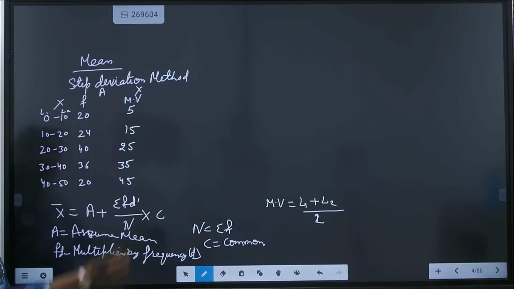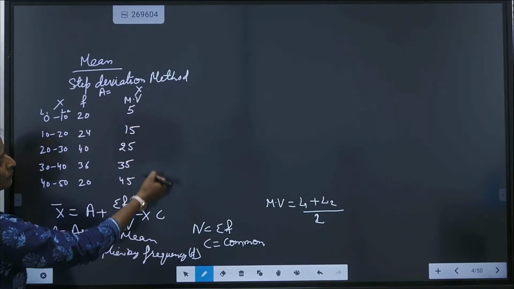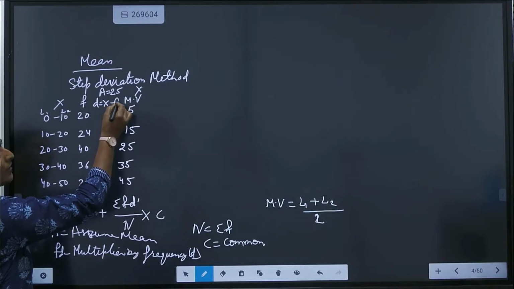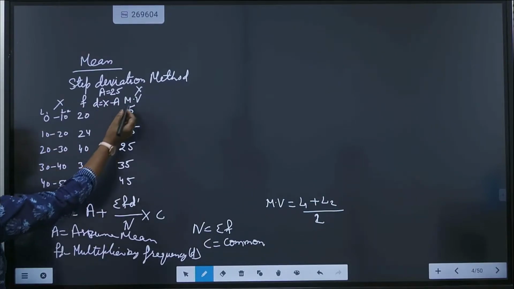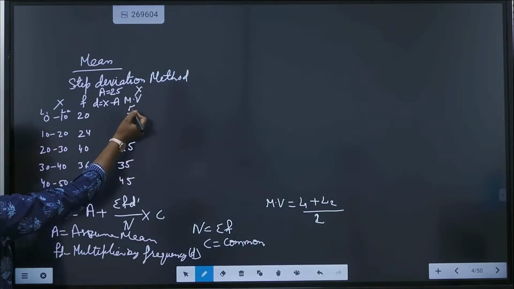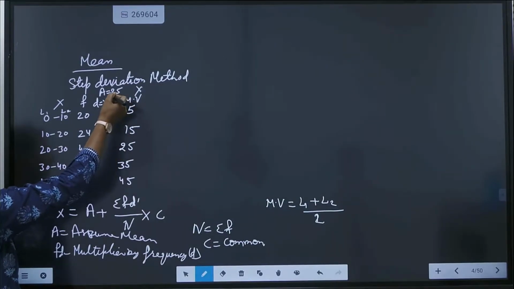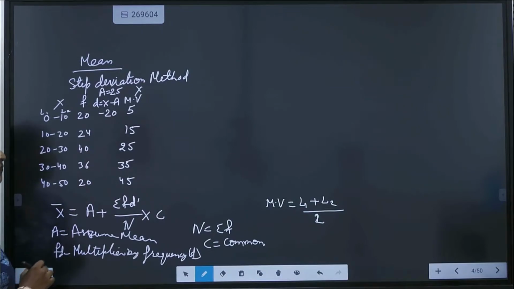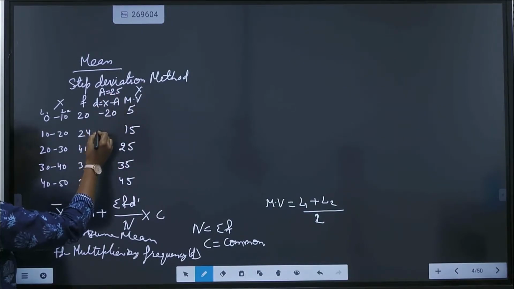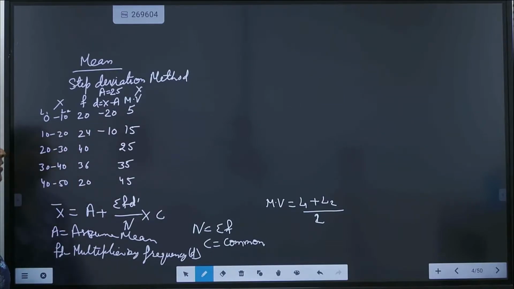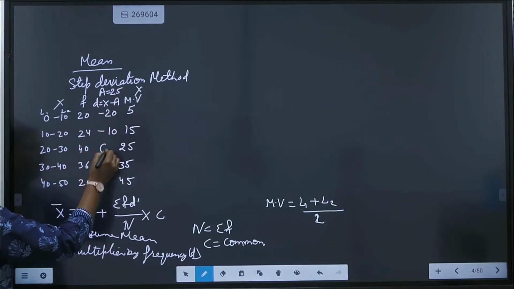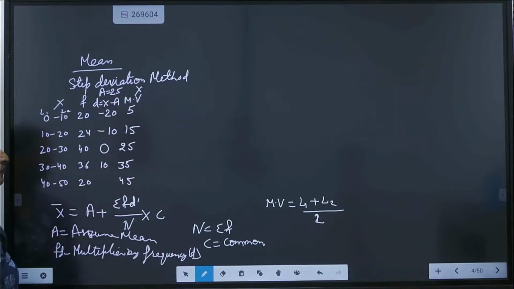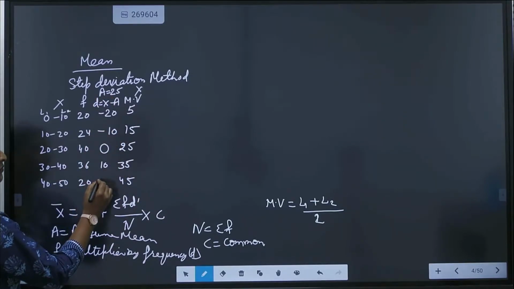Now we have to assume, we assume 25 for the derivation x minus a. So we deduct the value of x from a. 5 minus 25 is minus 20. 15 minus 25 is minus 10. 25 minus 25, 0. 35 minus 25 plus 10. 45 minus 25, 20.